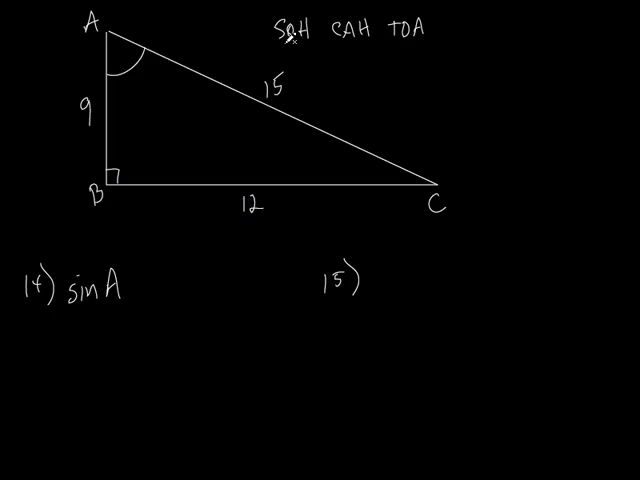Now look, which one's the sine? It's this one. Opposite over hypotenuse. So here's your angle. Which side is opposite angle A? 12.